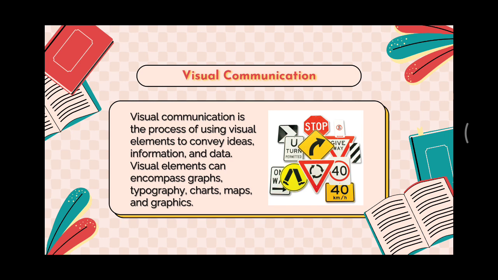Next type is the visual communication. It involves the use of visual elements to convey ideas, information, and data. An example of this is what you can see on our screen. It is composed of symbols, road signs, and it's not limited to that. It also includes charts, maps, and graphics.